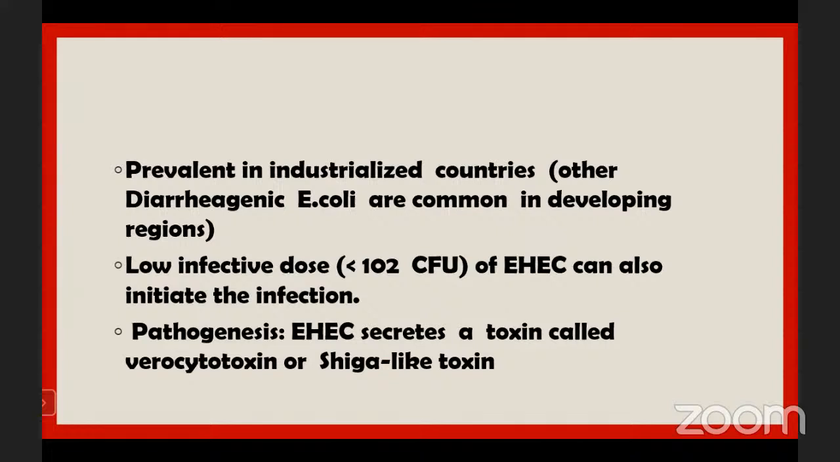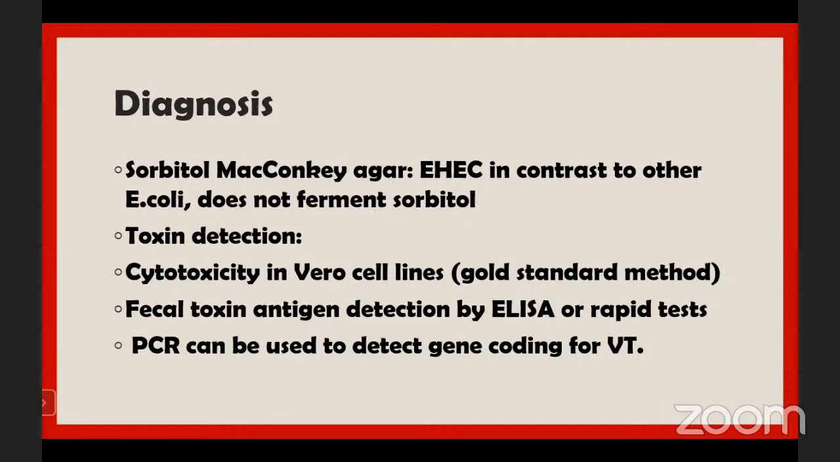It is prevalent in industrial countries. Other diarrheagenic E. coli are commonly seen in developing countries, but this one is seen in industrialized countries. A low infective dose of less than 10^2 colony forming units of enterohemorrhagic E. coli can cause the infection. The pathogenesis of enterohemorrhagic E. coli: it will secrete a toxin called verocytotoxin or Shiga-like toxin.